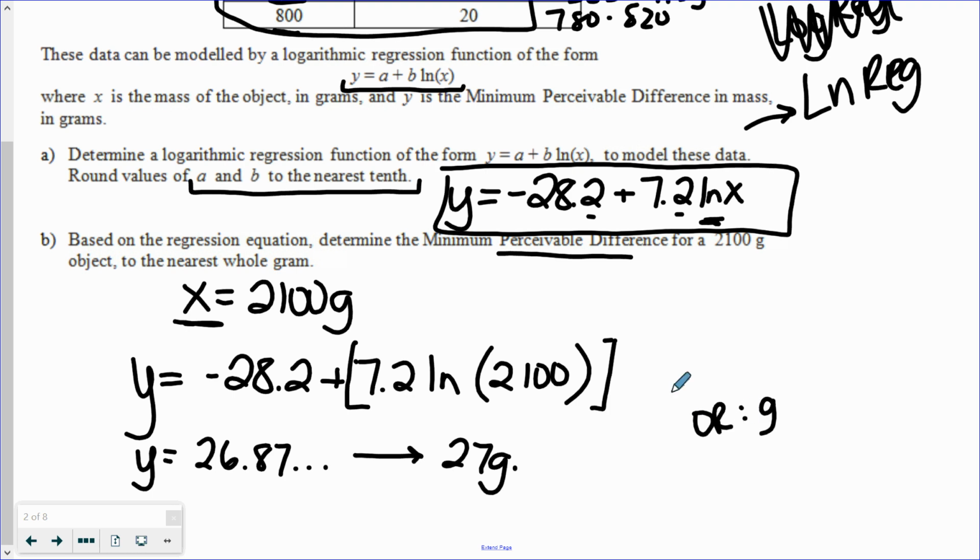Or again, if you don't want to sub it in here, like we did, you can put that equation into your y1 and graph it, and then trace when x is equal to 2100.